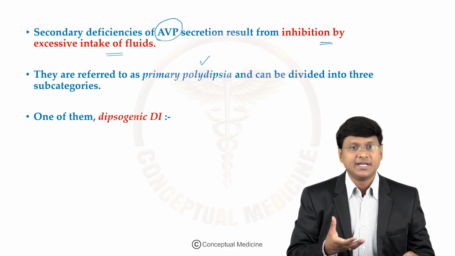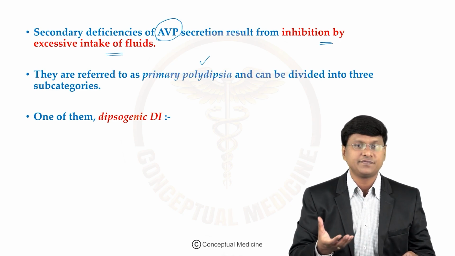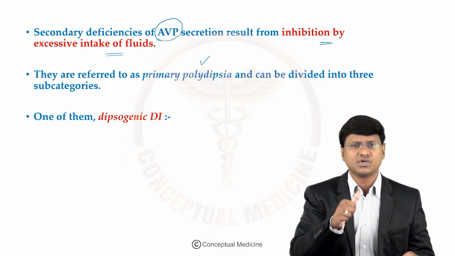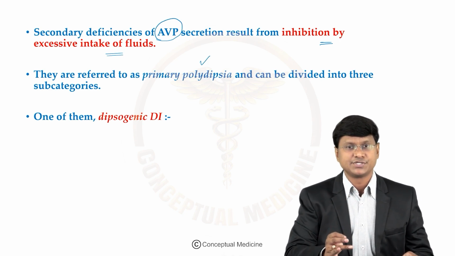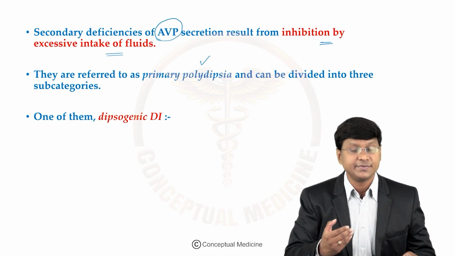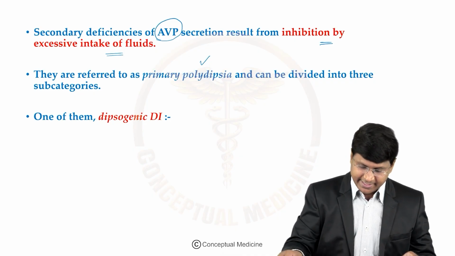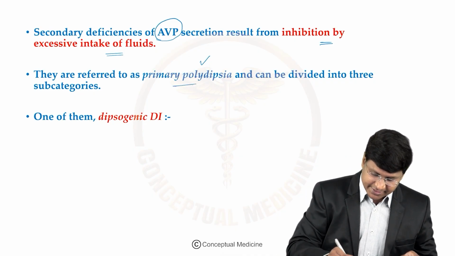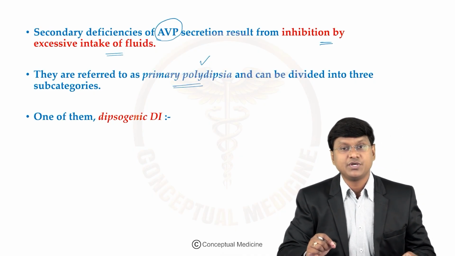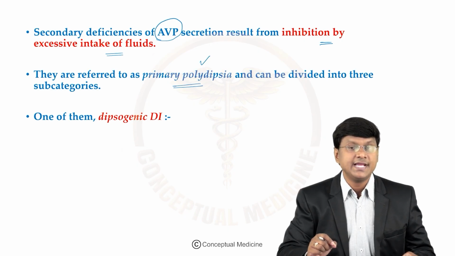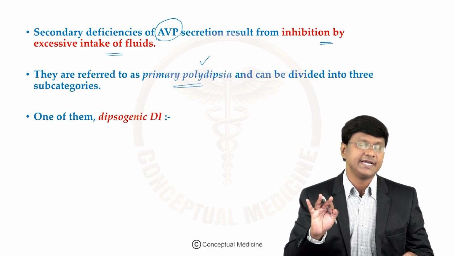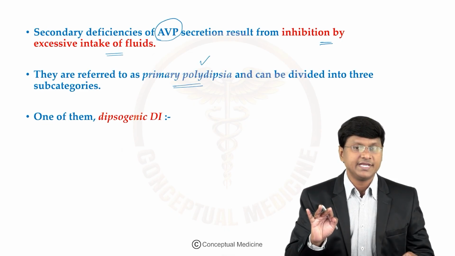In the sense, why is that a secondary deficiency of arginine vasopressin secretion? Because of excessive intake of fluids. And that excess intake of fluid, we call it primary polydipsia. And this can be divided into three categories. What are those three categories?